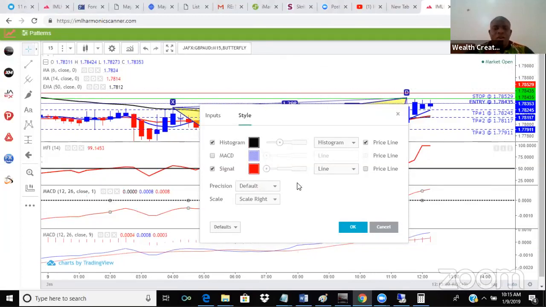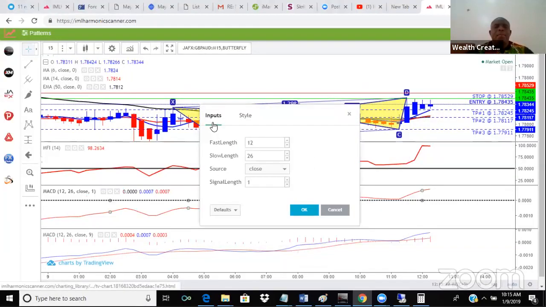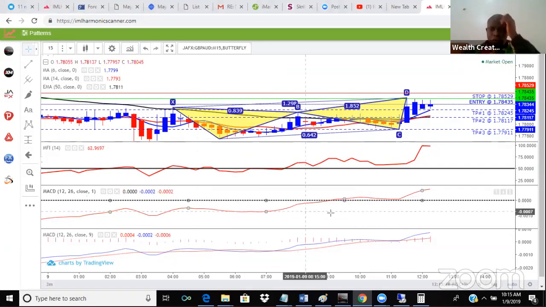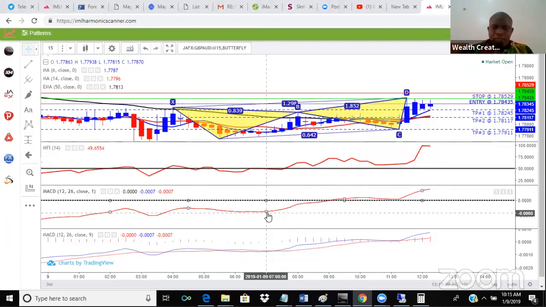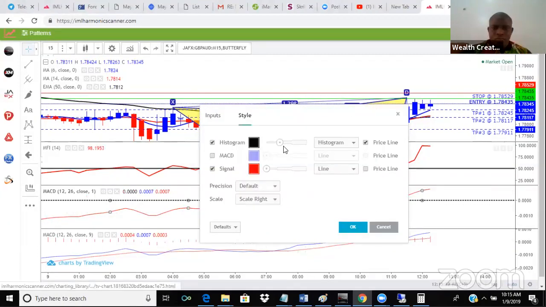So what have I done here? I have removed MACD sign. I've unchecked it. I have made this red. I have checked my price on the histogram, and I've made the histogram very thick. However, my 12, 26, 1 still remains. Good. I need to make this very thick too.